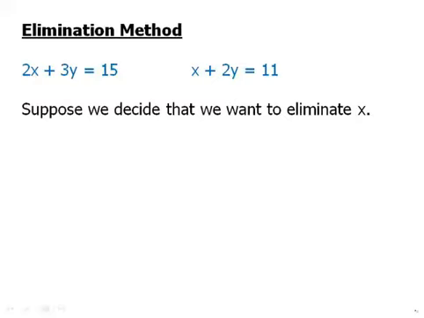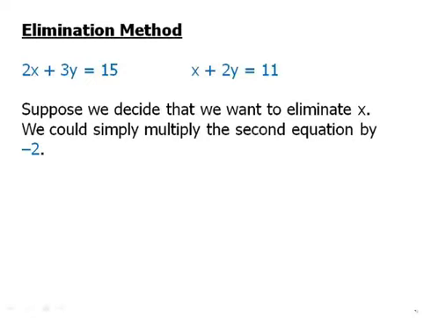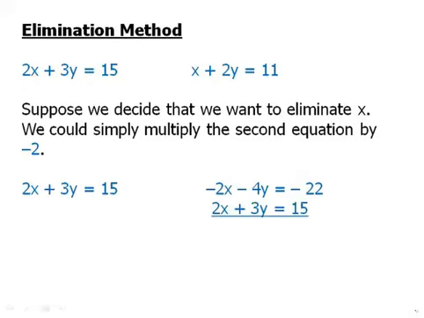If we want to eliminate x, a very convenient way to do that would be to multiply the second equation by -2. So every single part of that second equation gets multiplied by -2. Then we'll add the two equations. The -2x and the positive 2x will cancel. We'll get -y equals -7. Multiplied by -1, we get y equals 7. Then we could plug in and solve for x. So that is one way to solve using the elimination method.